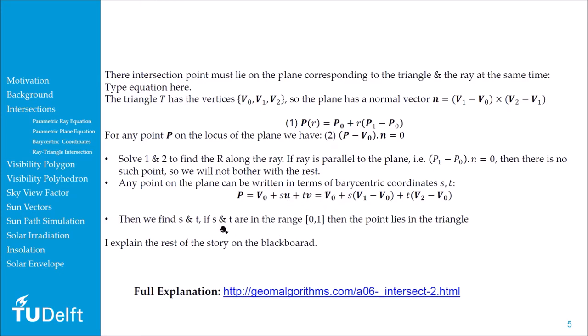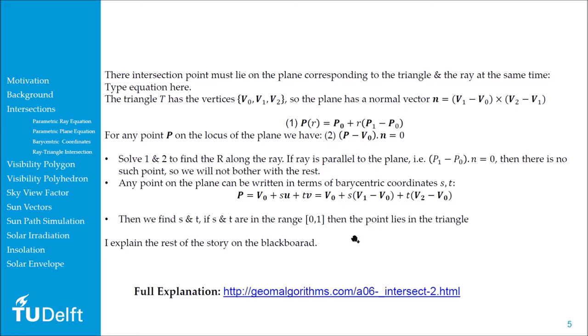And then if both S and T are in the range of 0 and 1, then the point in question is not only on that plane, but it's actually inside the triangle in question. Yeah? And that would be the same thing as an intersection point existing also on that ray. Because if the ray has an intersection with the plane, that means there's a point that satisfies both loci equations.